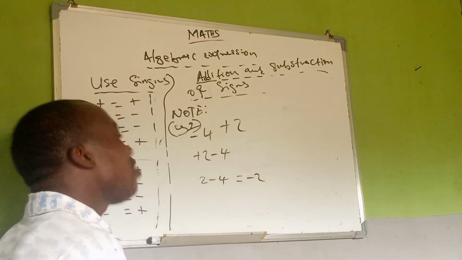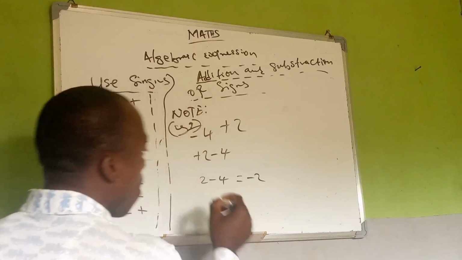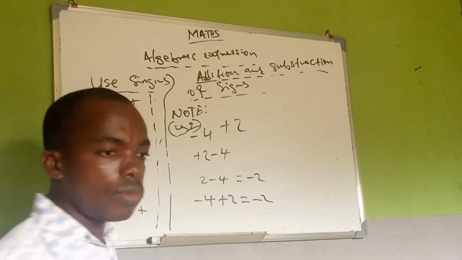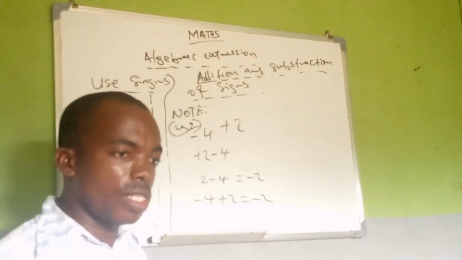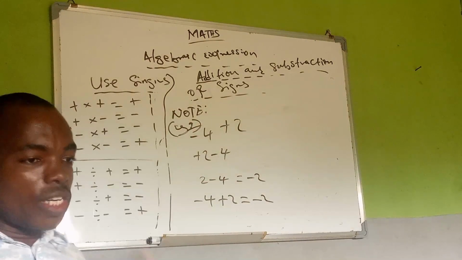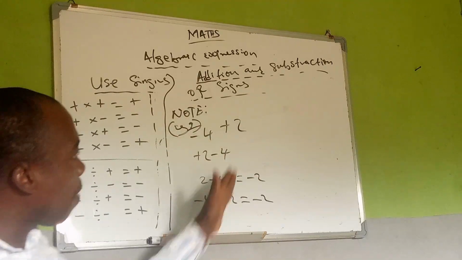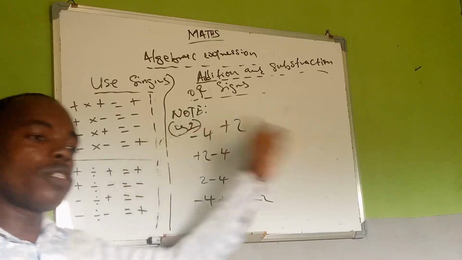Minus 2. So, in other words, I'm trying to tell you now that minus 4 plus 2 is equal to what? Minus 2. Do you understand? That's what I'm trying to say. So, this is how to solve it. You don't have to kill yourself. So, when it is minus 4 plus 2, just bring the plus to the front and take the minus to the what? To the back.